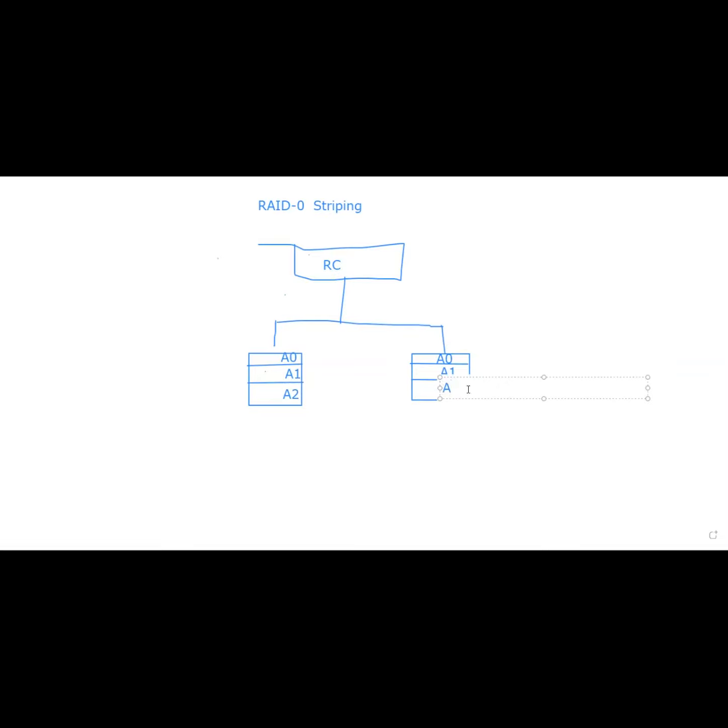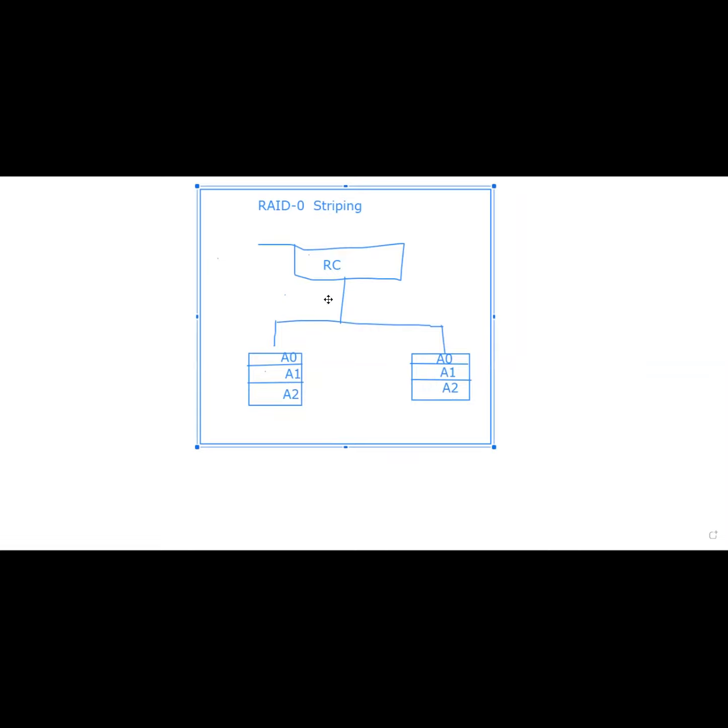Now A2. Okay. So technically, guys, we are done with what she was trying to do here and explain the whole thing. This is what RAID 0 striping looks like. Let me just explain really quick so we can catch up with time.